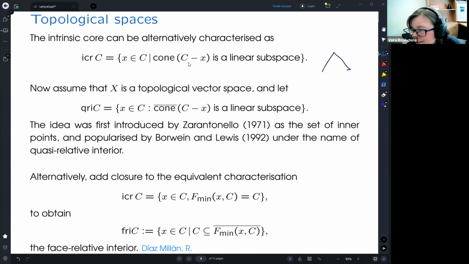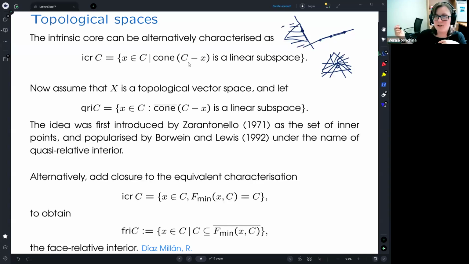Right, so again, let's take our triangle. I take a point from here. So C minus x, well, it's the same as just assuming that this point x is 0. I take the conic hull of what I have here, right? And it's actually the whole space. So that means that this point is inside the intrinsic core, right? If I take a lower dimensional convex set, again, if I take something here, I take the conic hull, then it will be a linear subspace. So this point is in the intrinsic core. If I take a point on the boundary, then it's not going to be a linear subspace. So it's just one of the equivalent characterizations.